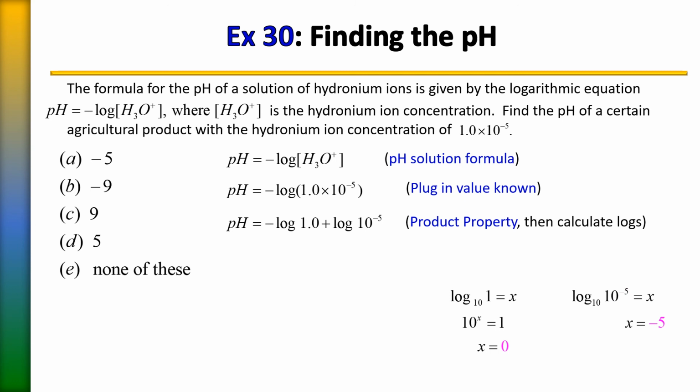So plugging those two values in, and we have a negative there, so a negative in front of it. But inside the parentheses, it's going to equal 0 combined with -5. And -5, but with a negative in front of it, becomes +5. So then we would say that the pH of a solution with a hydrogen ion concentration of 1.0 times 10 to the -5 is approximately 5. And there you have it, finding the pH.